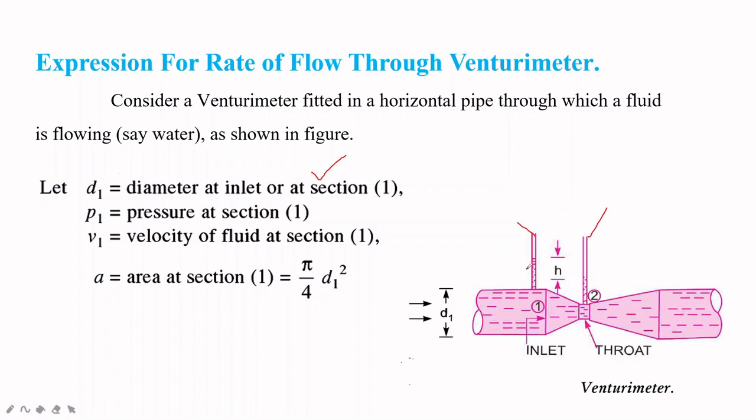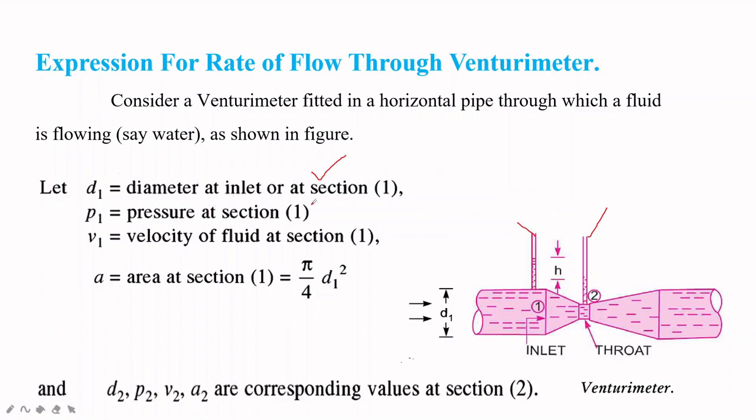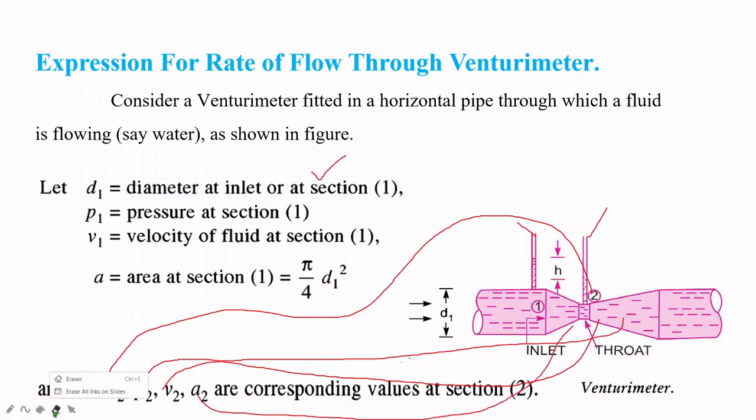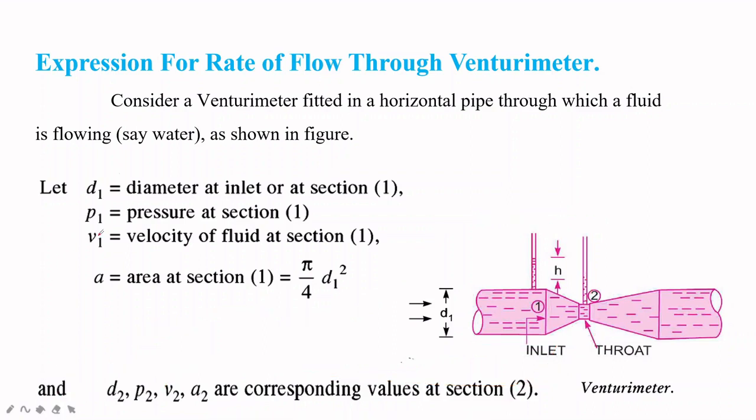So this is the diagram, and this is at section 1. Similarly, we will take section 2. We take d2 as the diameter at section 2, p2 as the pressure at section 2, v2 as the velocity of fluid at section 2, and A2 as the area of the section at 2. Similarly, as we took in section 1, d2, p2, v2 and a2 are the diameter, pressure, velocity and area at section 2.